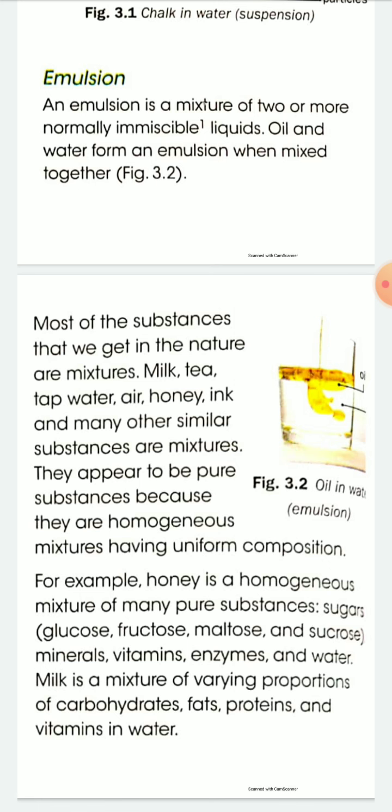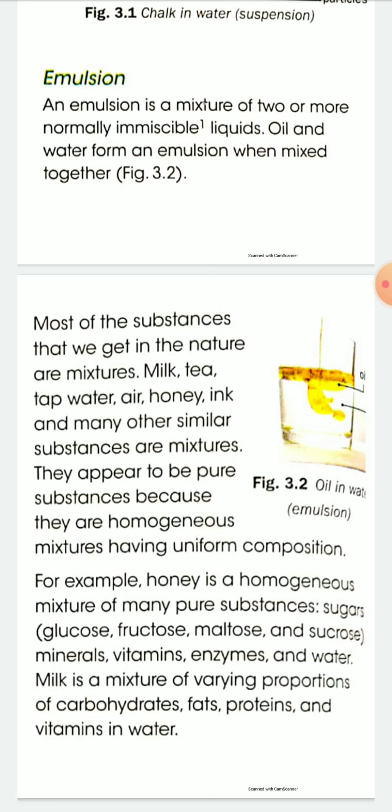Most of the substances that we get in nature are mixtures. Milk, tea, tap water, air, honey, ink, and many other similar substances are mixtures. They appear to be pure substances because they are homogeneous mixtures having uniform composition. For example, honey is a homogeneous mixture of many pure substances like sugars: glucose, fructose, maltose, and sucrose, as well as minerals, vitamins, enzymes, and water.